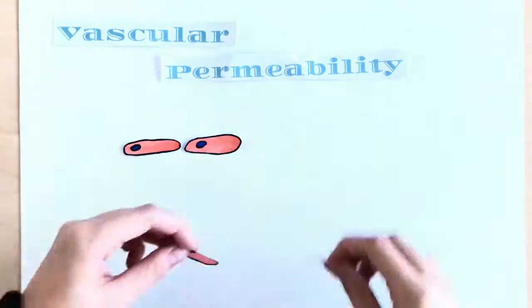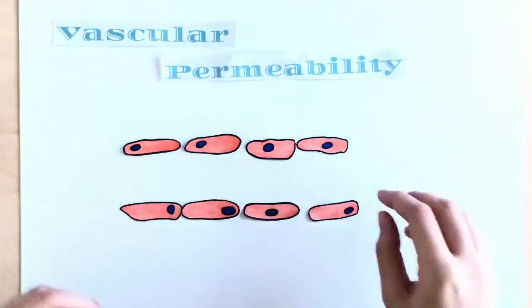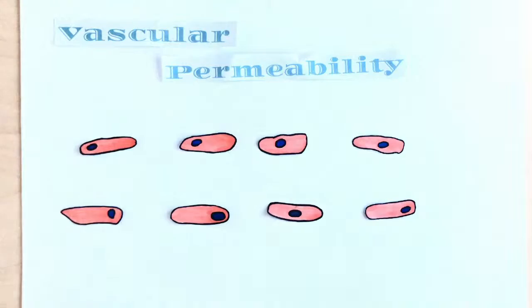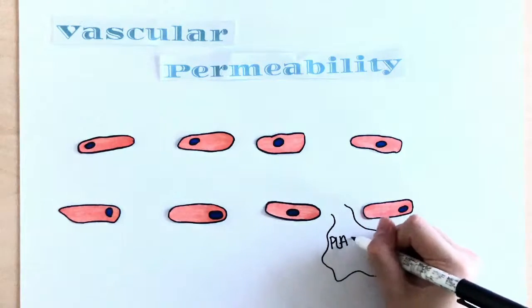The increase in vascular permeability causes the gap in between the endothelial cells to expand, allowing plasma to leak out to the surrounding tissue.